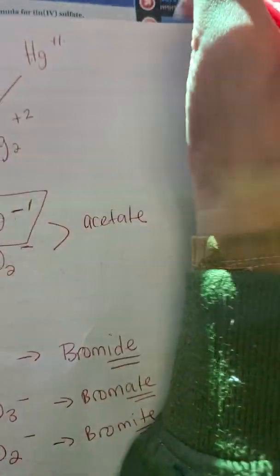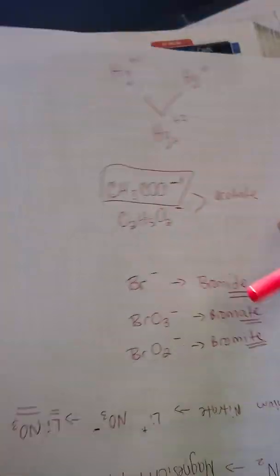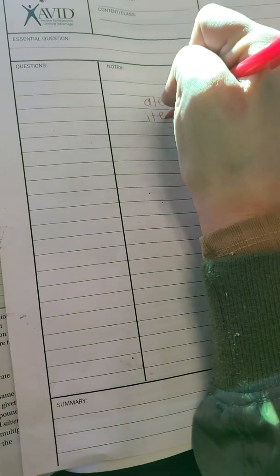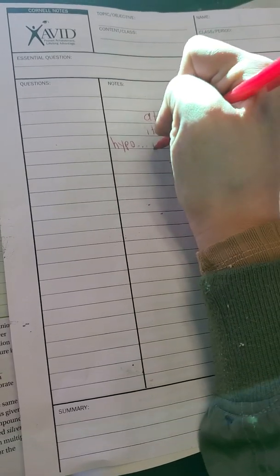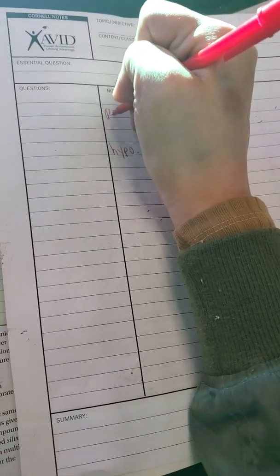Last thing I would want to talk about is the endings. Let me get a better paper. Let's do it over here. Excuse me. So the endings: ate, ite, hypoite, and perate.